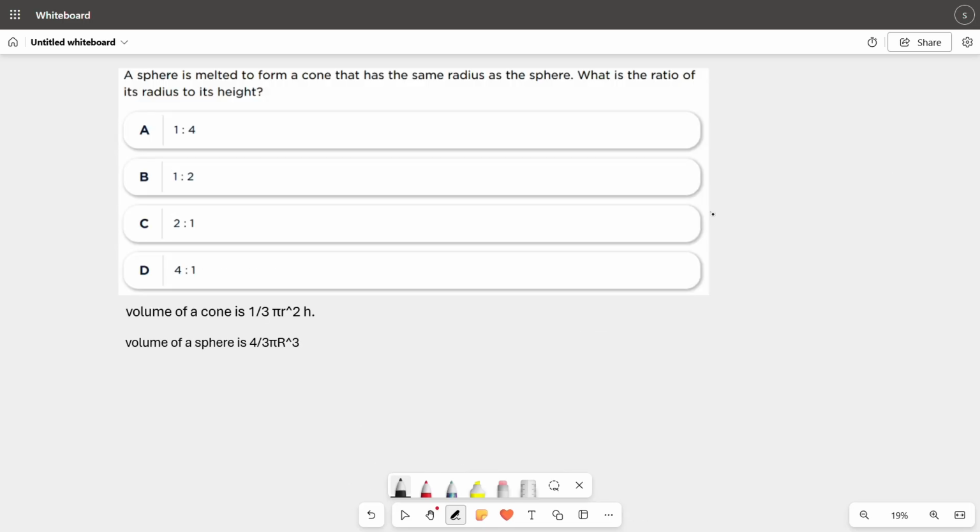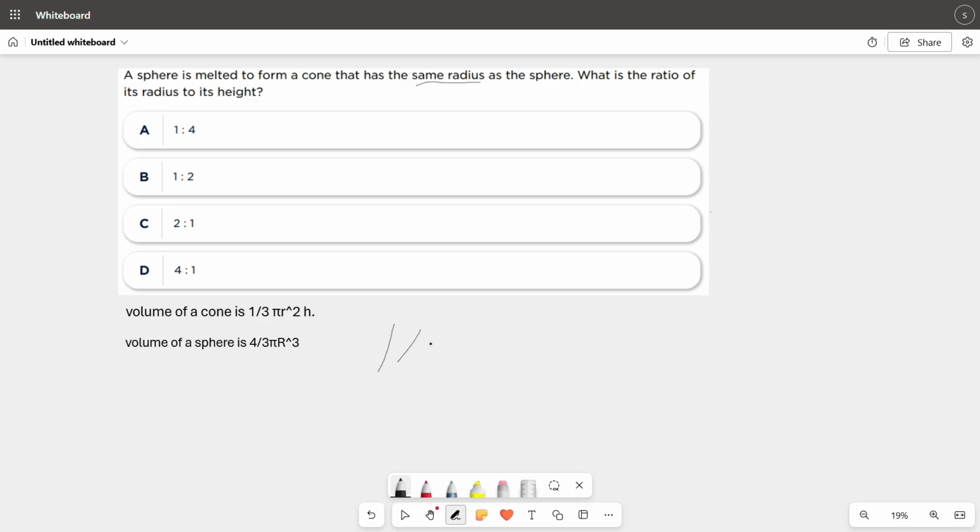A sphere is melted to form a cone that has the same radius as the sphere. What is the ratio of its radius to its height? So we know the volume of a cone is 1 over 3 pi r squared h, and the volume of a sphere is 4 over 3 pi r cubed. Since they have the same radius, we can equate the volumes together.